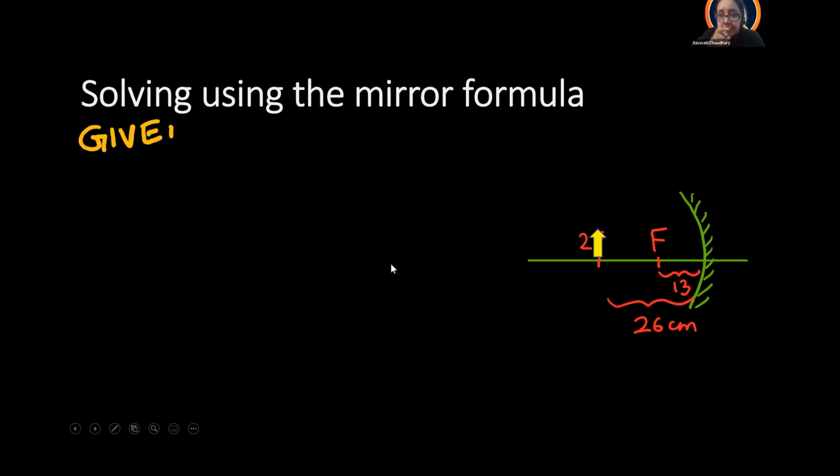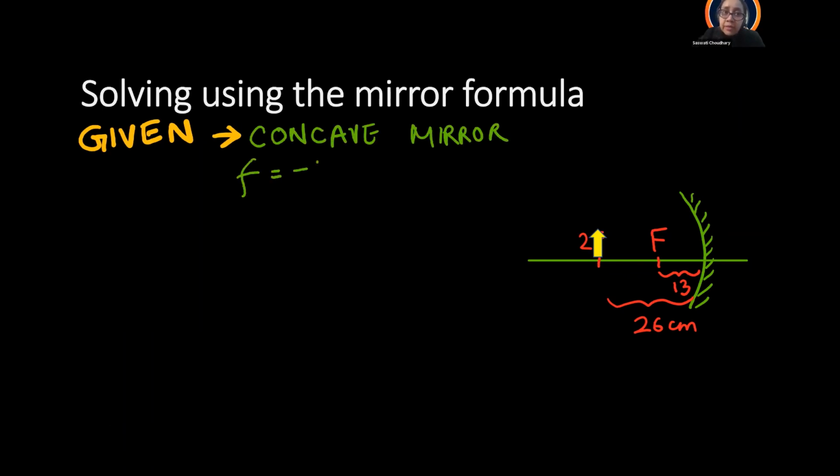And hence, let's write down the given first. The given thing is it is a concave mirror, right? The second important thing given is that focal length is minus 13 centimeter. We know it is a concave mirror, and hence the sign should be minus, and it is 13 centimeter. Also, it is given the object distance. Object distance is also negative here, which is minus 26 centimeter.